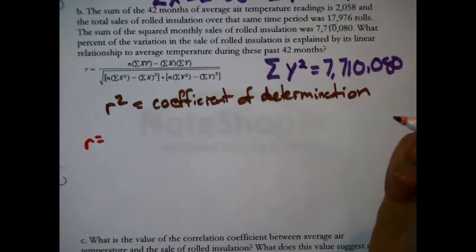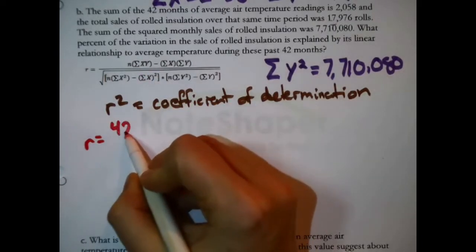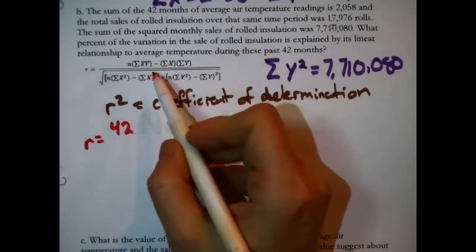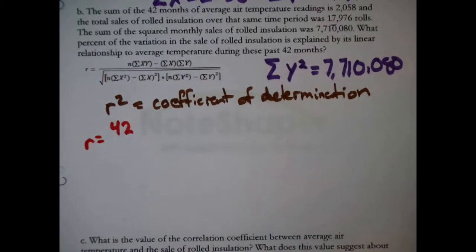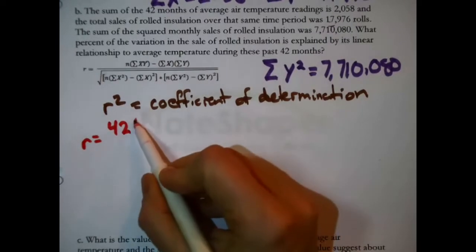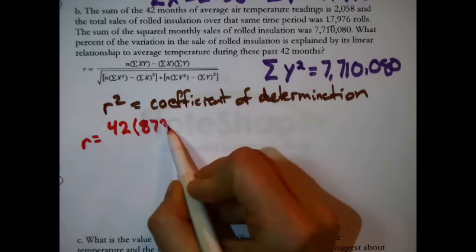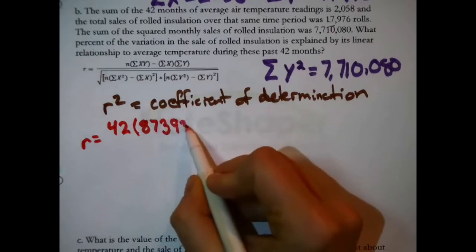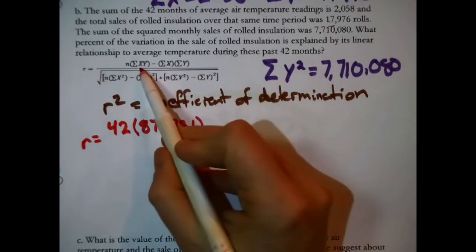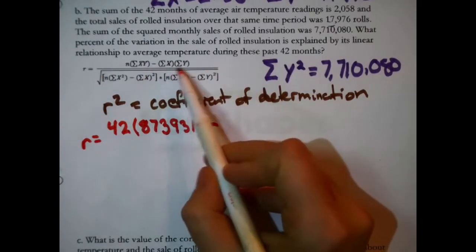In the numerator, we need n, that's still 42, times the sum of x times y, that we were told originally. So that is that same 873,931. Okay, so we got that part of the formula. Minus the sum of x times the sum of y.